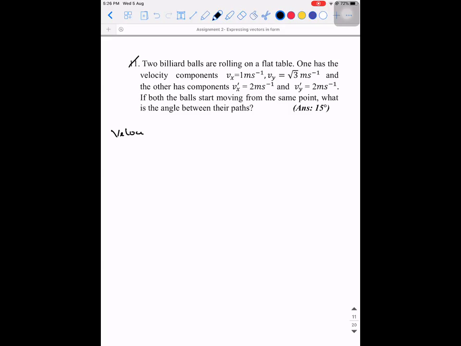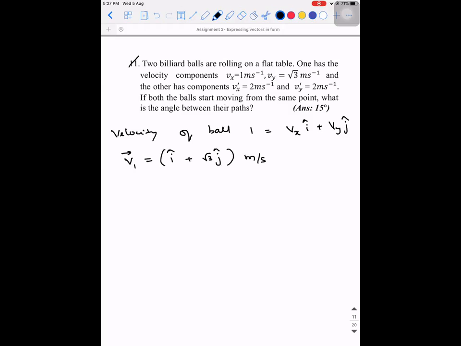Can I write like this? Velocity of ball 1 is Vx i cap plus Vy j cap. Can I write it like this? So velocity of 1 vector is equal to i cap plus root 3 j cap.